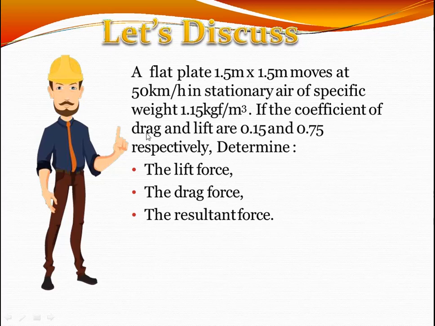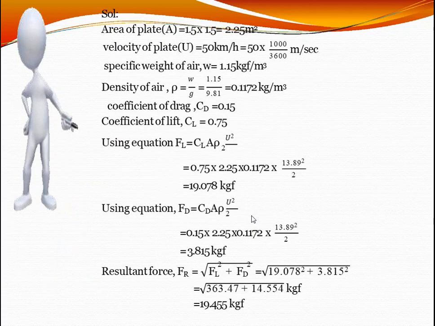Next, the coefficients of drag and lift are given. The coefficient of drag, that is CD, is given as 0.15 and the coefficient of lift, that is CL, is given as 0.75. We have to determine the lift force FL, the drag force FD, and the resultant force, that is the resultant of lift and drag. So the solution for this problem: the area of the plate is 1.5 by 1.5, which comes out to be 2.25 meter square. Next, the velocity of the plate, which is converted into meter per second as it is given in kilometer per hour. Specific weight is 1.15 kgf per meter cube.